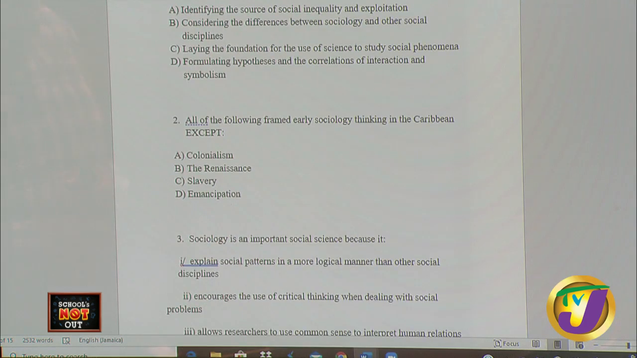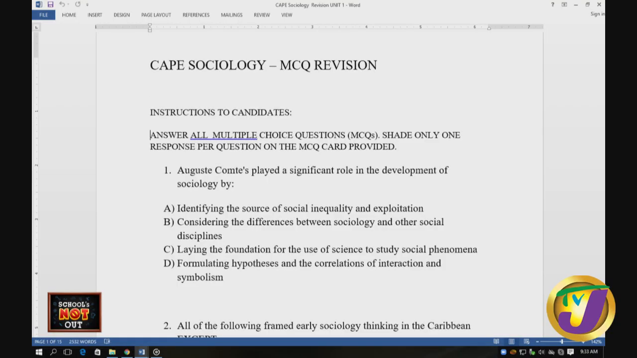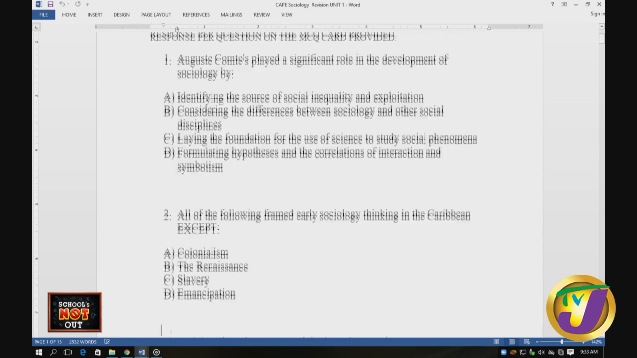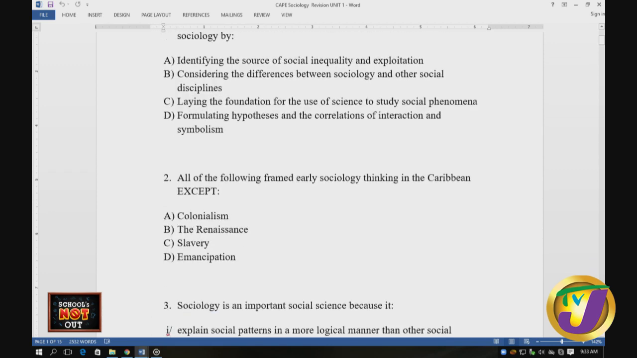Second one: all of the following frame the earliest sociology thinking in the Caribbean except. So here now, part of your syllabus not only spoke to the beginning of sociology, but sociology in the Caribbean: how it started, who were the founding fathers, and so on. So it's important that you are aware. So I've set a question on that in terms of the early beginnings of sociology within the Caribbean. It said all the following except, which means that there's one that is out. Careful of questions like these. Make sure you read the questions properly.